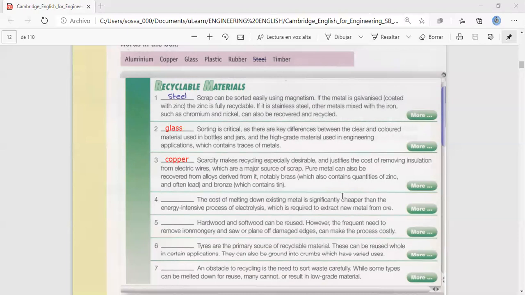Process electrolysis. Okay. Maybe it is aluminum. Yes. Aluminum.